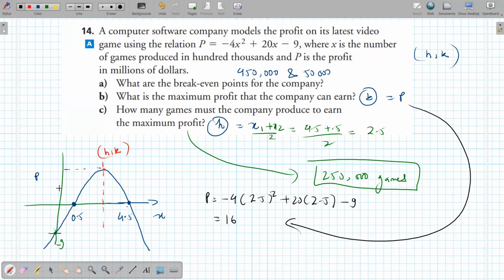So is $16 the answer to part B? What's the maximum profit? When I plugged 2.5 in there, I got 16. And the answer to that is no, right? Look at the units for profit. It has to be in millions of dollars. So $16 million would be the answer to part B, okay? It's a lot of money, $16 million. And that happens when you sell 250,000 copies of the game. And that's it for this question.